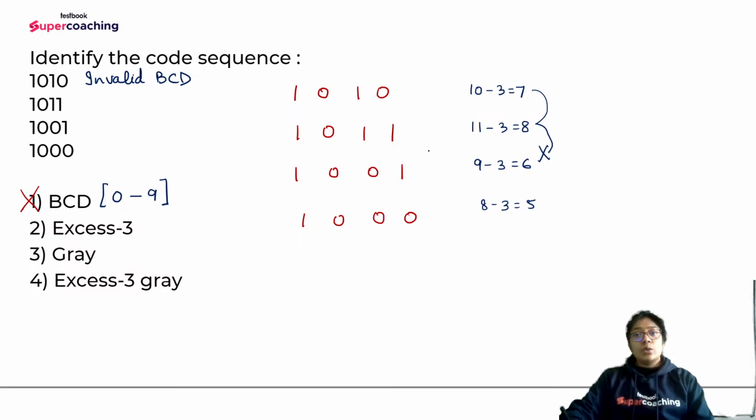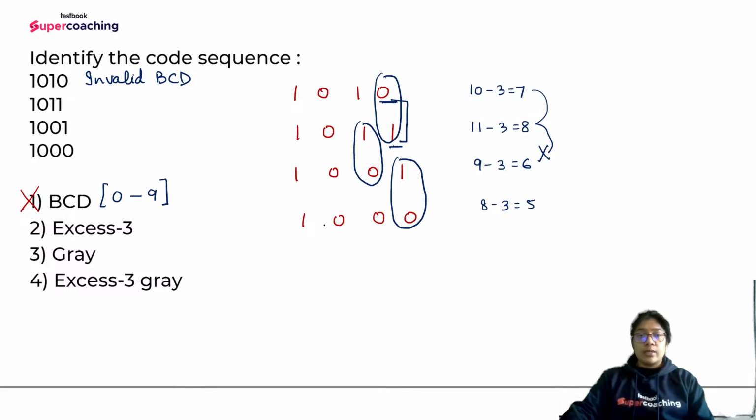Gray code is the unidistant code. Let's see if it's a unidistant code. Only one bit is changing here. Only one bit is changing here, so this is okay. Here also only one bit is changing. This is unidistant. Here again only one bit is changing, so it is a unidistant code. So whatever codes are given to you, this is a unidistant code.